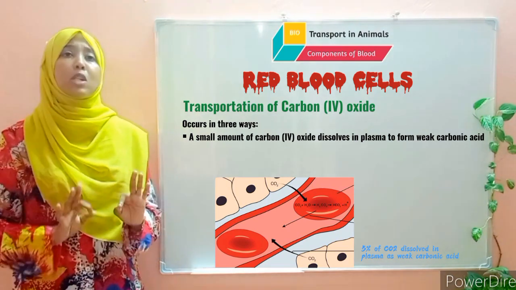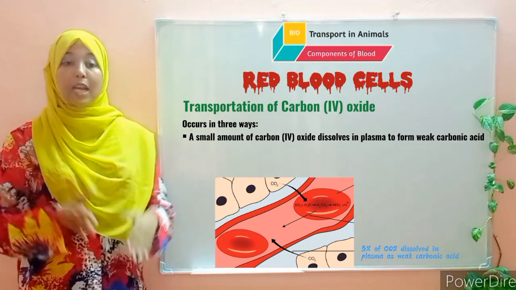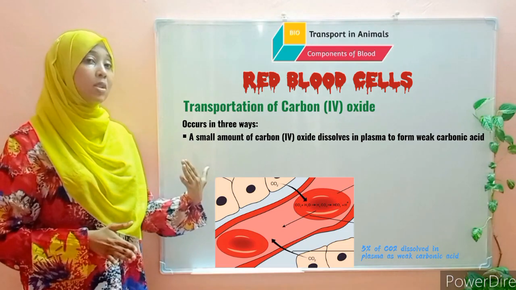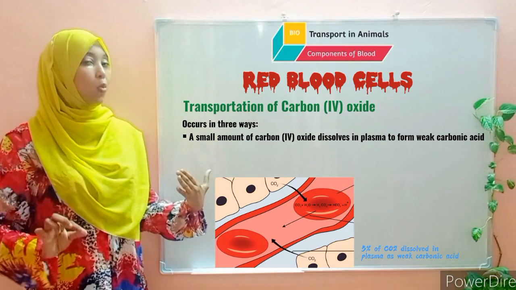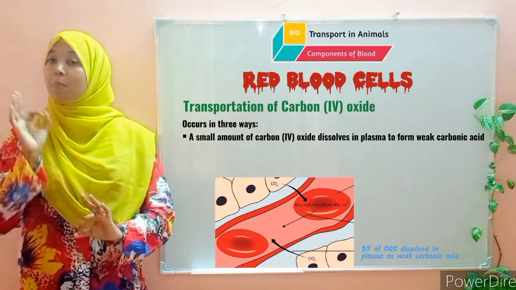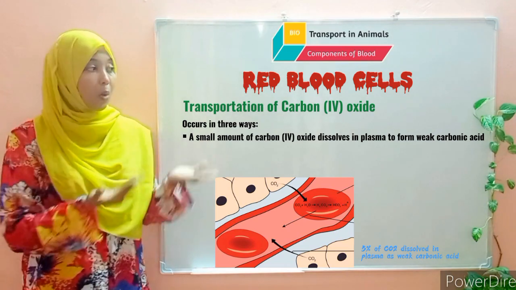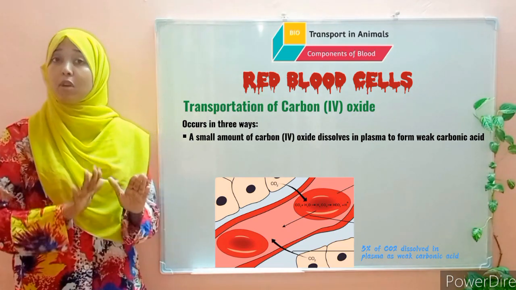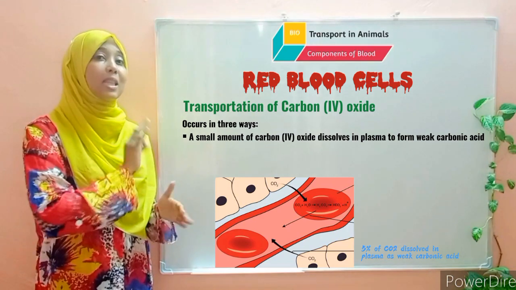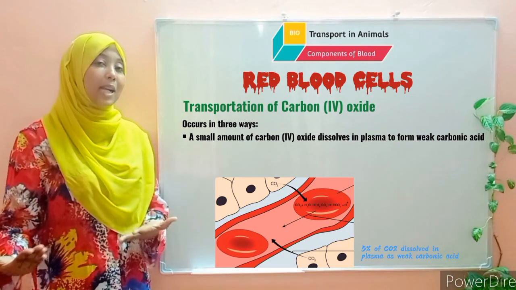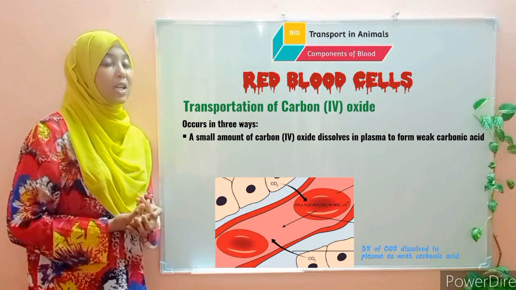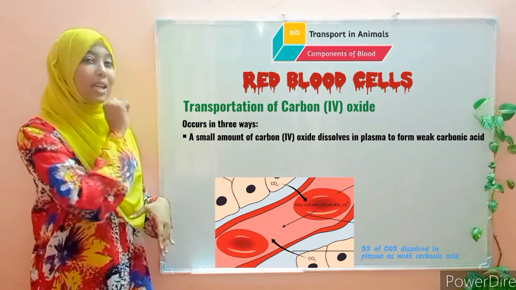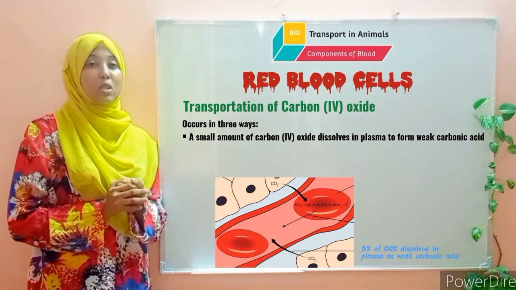Let's pause there. I want to take you back to chemistry. One of the characteristics of carbon 4 oxide is that it's slightly soluble in water. And remember, the main component of plasma is simply water. So around 5% of carbon 4 oxide dissolves in the plasma to form weak carbonic acid, and it is transported as such. Now, moving on to the other way in which carbon 4 oxide is transported.